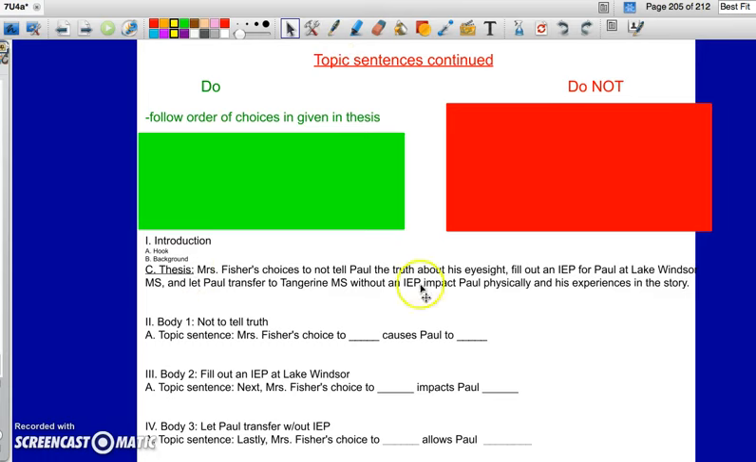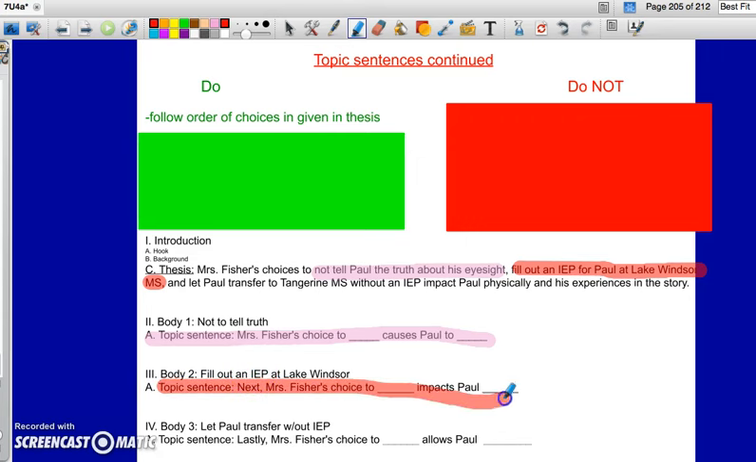So you can see that my thesis statement is below, and you did your thesis statements over the weekend. So the first choice I have listed in my thesis statement is the choice not to tell Paul about his eyesight. So that should be the first topic sentence. In other words, that should be the first paragraph that I'm going to be talking about. The next choice that I have is Mrs. Fisher's choice to fill out an IEP for Lake Windsor Middle School. So that should be my second topic sentence. In other words, the topic of my second body paragraph.